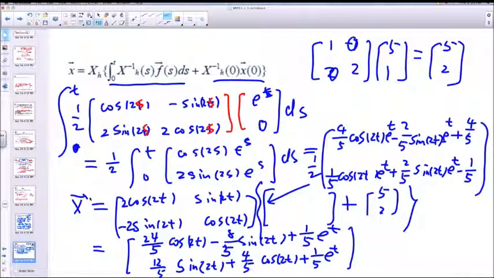That's your solution. How do you check? You take the derivative again, but you check the initial condition. 24 over 5 plus 1/5, that's exactly 5 if you let t equal 0. And 4/5 plus 1/5 is exactly 1. At least you can check the initial condition. We solved it. Not too bad. We just solved the two differential equation system.